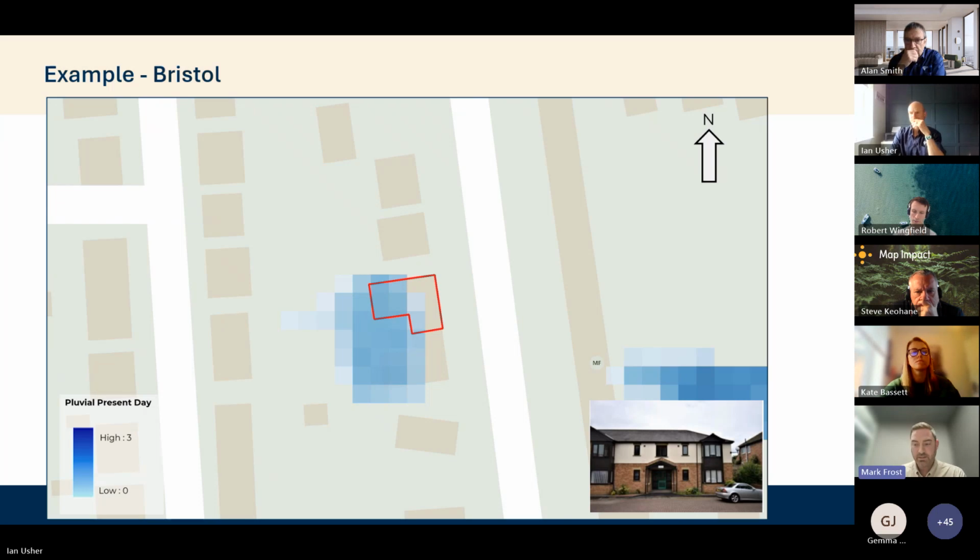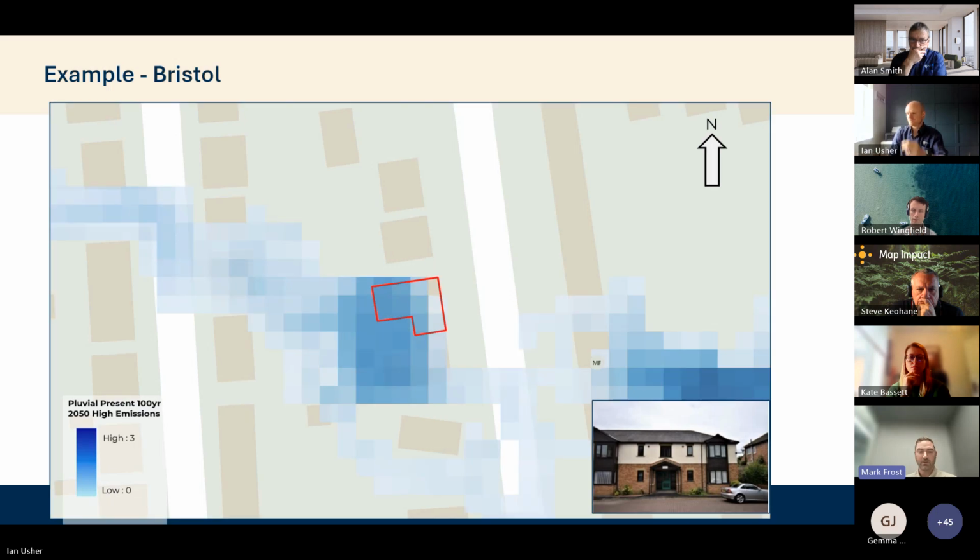I'll skip through these, a bit conscious of time. So this is just a visualization of the map. You can see, from a visual point of view, how the flooding develops if you're focusing on a specific property. In this example, the blue squares are represented by a 5-meter grid, and the shade of color is the depth.